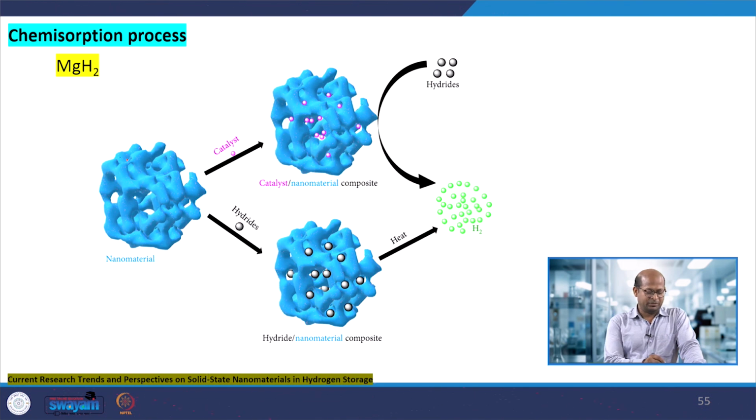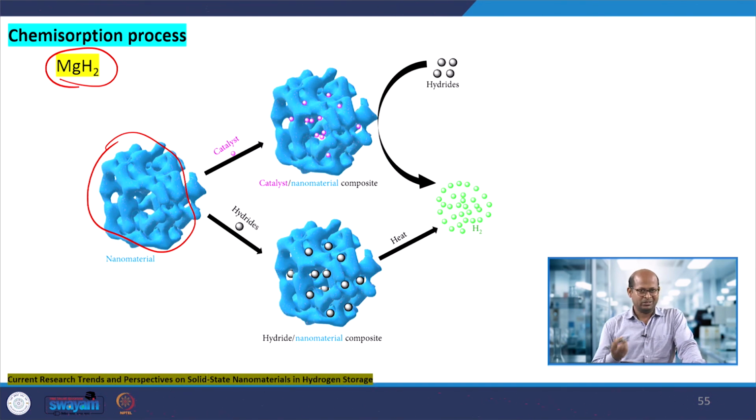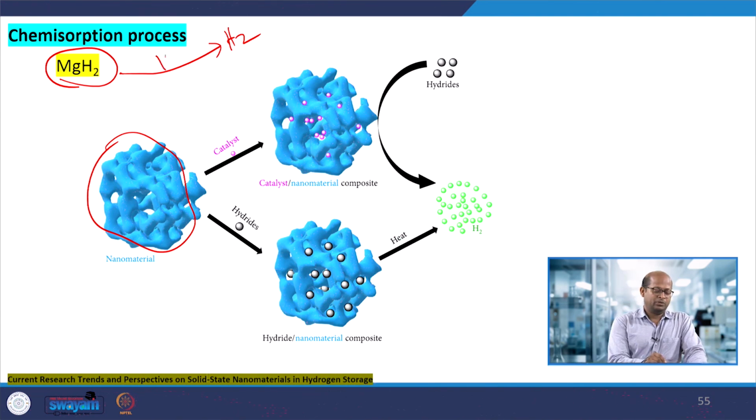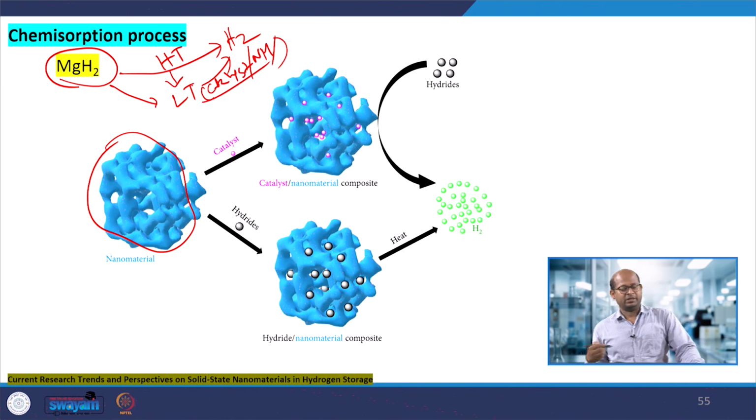Here you can see different types of nanomaterials. For example, MgH2 can also be used as a hydrogen storage material. With these materials, if we want to get hydrogen, extremely high temperatures are required. If we want to lower these temperatures and get the same quantity of hydrogen, then we have to use catalysts or different types of nanomaterials. Then we can lower the desorption temperature and improve cyclic stability.